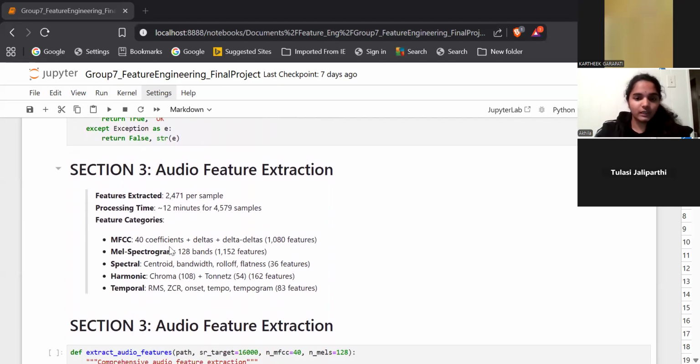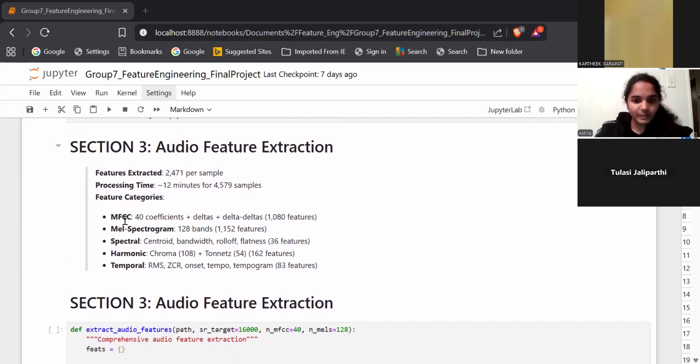Section 3 is the comprehensive audio processing block. Using the library Librosa, we extracted 2,471 features per sample. So let me break this down first. It included 1080 MFCC based features from 40 coefficients plus their first and second derivatives, each summarized with nine different statistics.